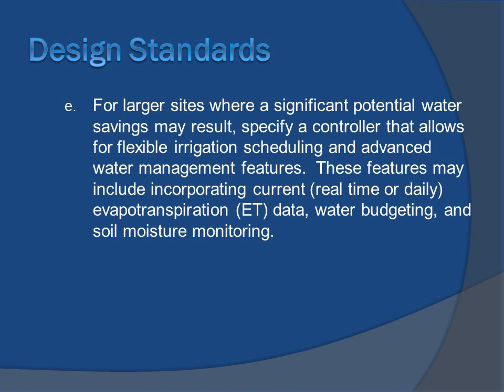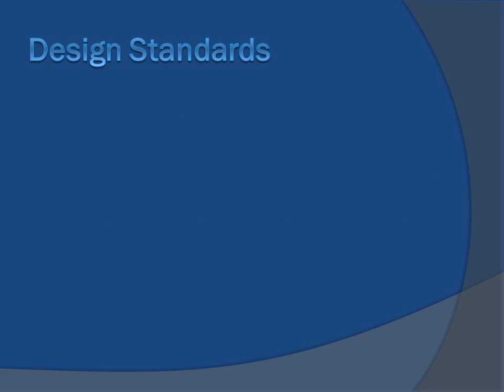For larger sites where significant potential water savings may result, specify a controller that allows for flexible irrigation scheduling and advanced water management features. These features may include incorporating current real-time or daily evapotranspiration data, water budgeting, and soil moisture monitoring. So let's say here at the school, they've got some parts of the campus irrigated. But say you're at a big major university where the grounds are just lush and green and there's irrigation systems everywhere. It's more cost efficient for them to have all this in place than to use up the water. How long does a system last?